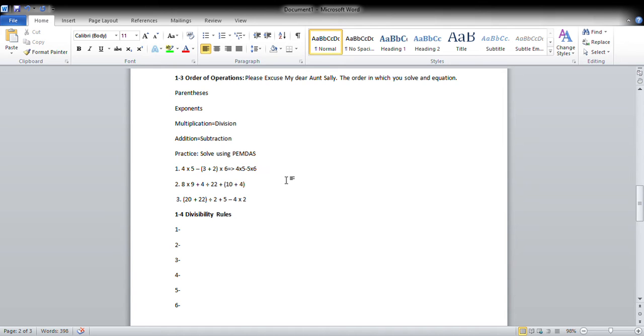So next, I'm going to combine this. This is equal to 4 times 5 is 20, minus 5 times 6. Okay, next step, we solve what's over here, because multiplication comes before subtraction. So this is equal to 20 minus 30.